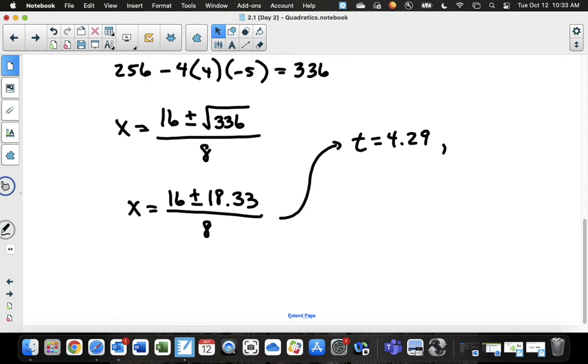And then 16 minus the 18.33, so you get negative 2.33. Divided by 8 should be a negative 0.29. Okay. Negative 0.29. Now, last question. Which one of those is the answer? The positive. Yeah, positive one. The negative one is, again, you can't have a negative amount of time. We will come back to that to make it make sense why you got a negative answer.